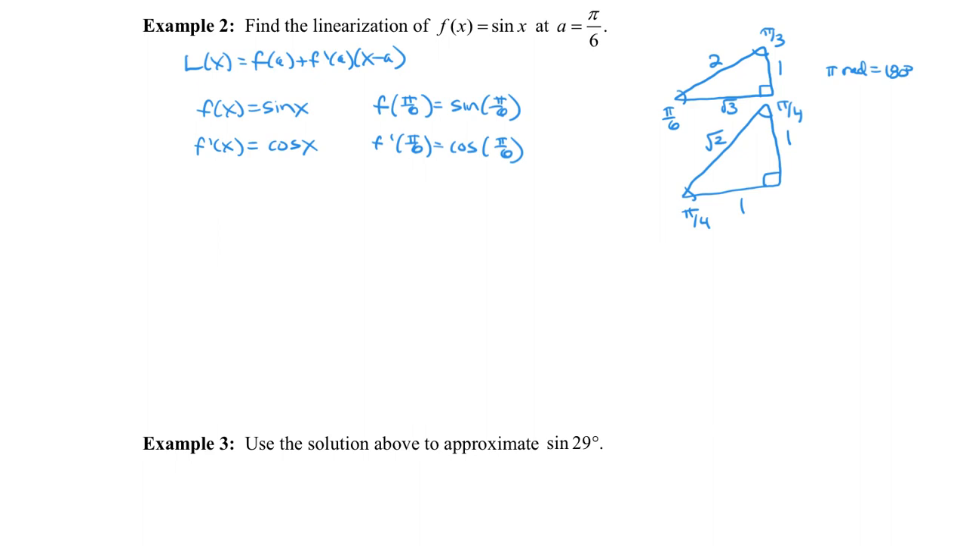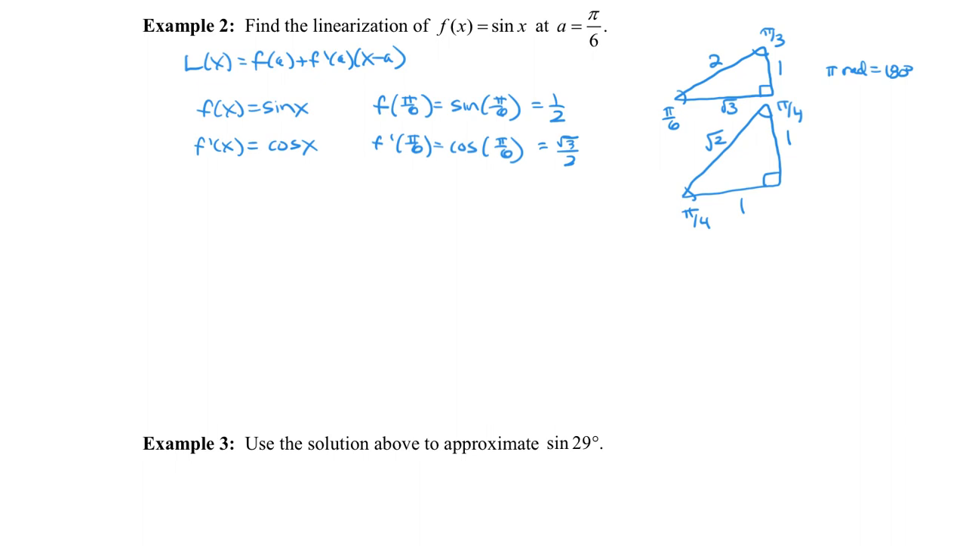All right, so for this one, sine of pi over 6, remember sine, cosine, tangent, SOHCAHTOA. That's the way most of us learn it nowadays. So sine of pi over 6 is opposite over hypotenuse, so that's just 1 over 2. And cosine of pi over 6 is adjacent over hypotenuse, so it's square root of 3 over 2. All right, so that gives us that.